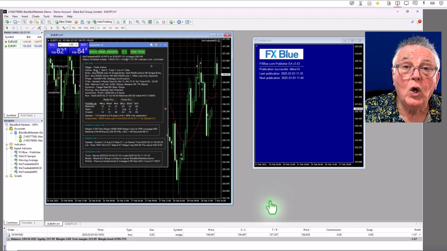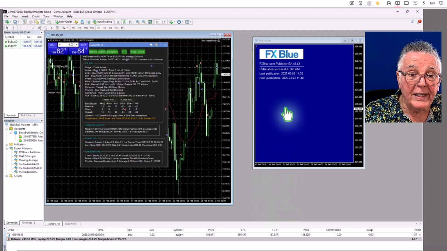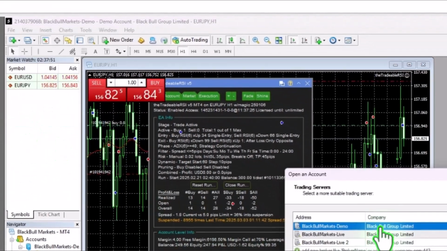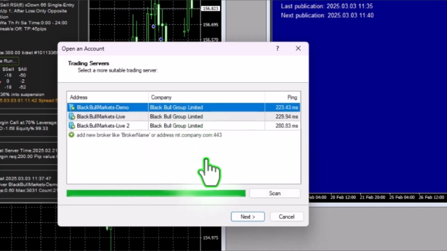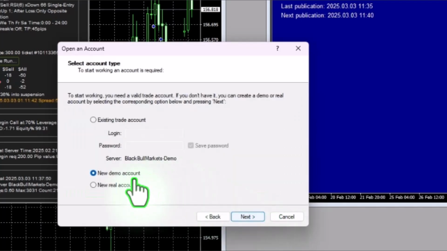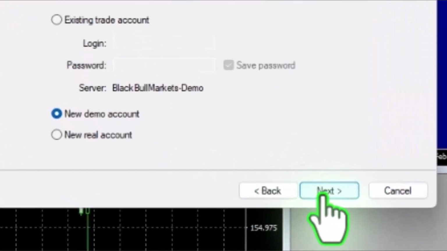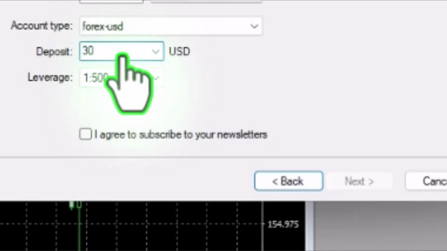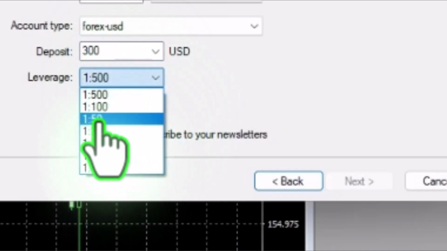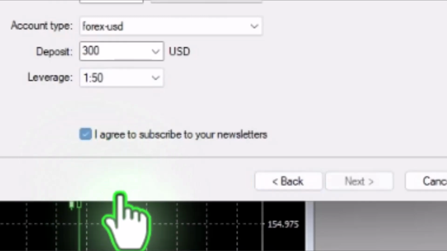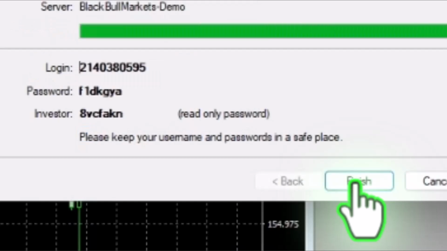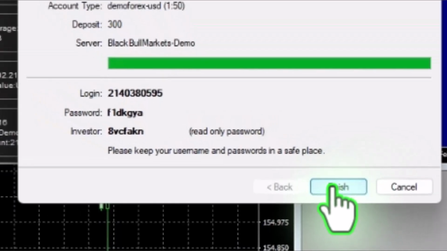So it's no longer worthwhile using this account. So what I do, and it's very simple, you just go open an account. There we are, Black Bull, it's searching for the server. You say yes, next. You say I want a new demo account, and you say next. And then you say, okay, I want a $300 account, and I want 150 leverage, and you say I agree, and you say next, and there's the new account, fantastic, and you say finish.